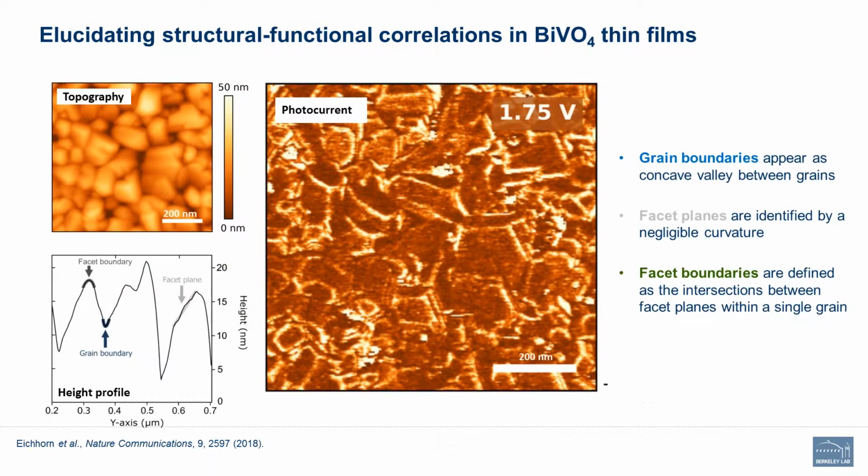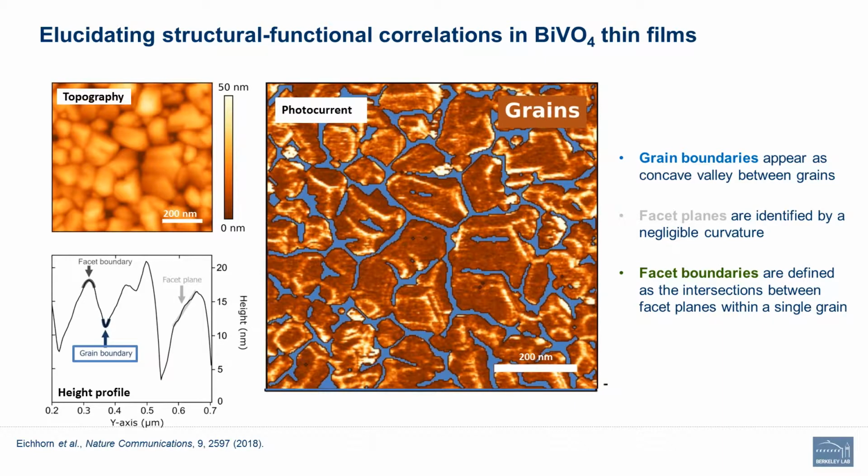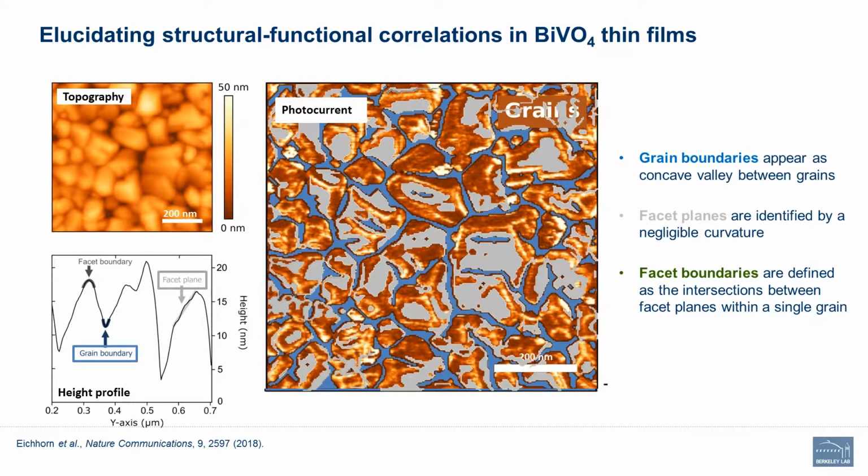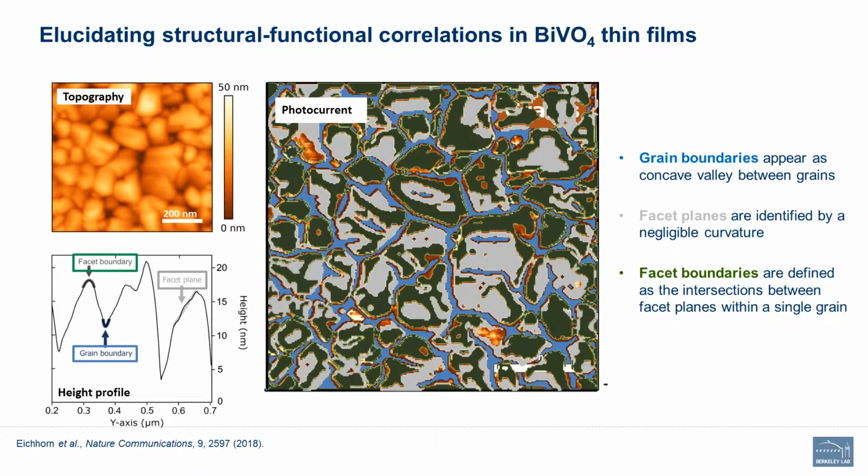For this, we define three different regions: the grain boundaries, facet planes, and facet boundaries. We use the line profile to define these different regions. Grain boundaries are defined as concave valleys between single grains, and facet planes are defined as regions with vanishing curvature, and the intersection between different facet planes we define as facet boundaries, which are characterized by a convex curvature.